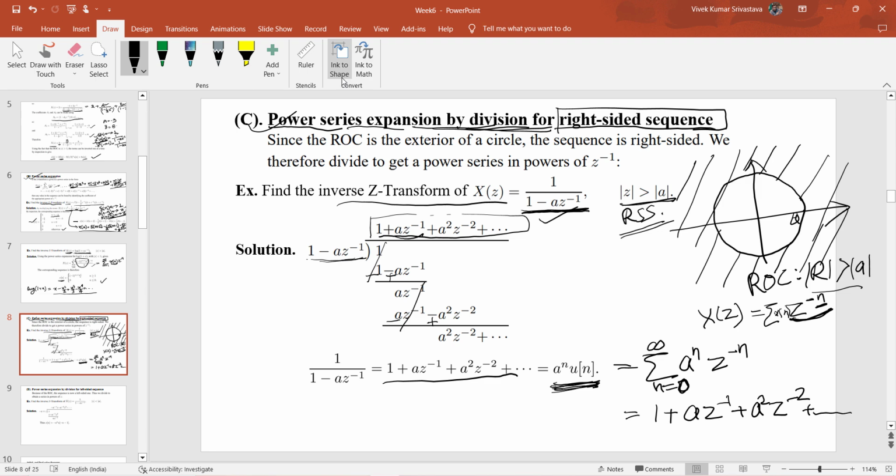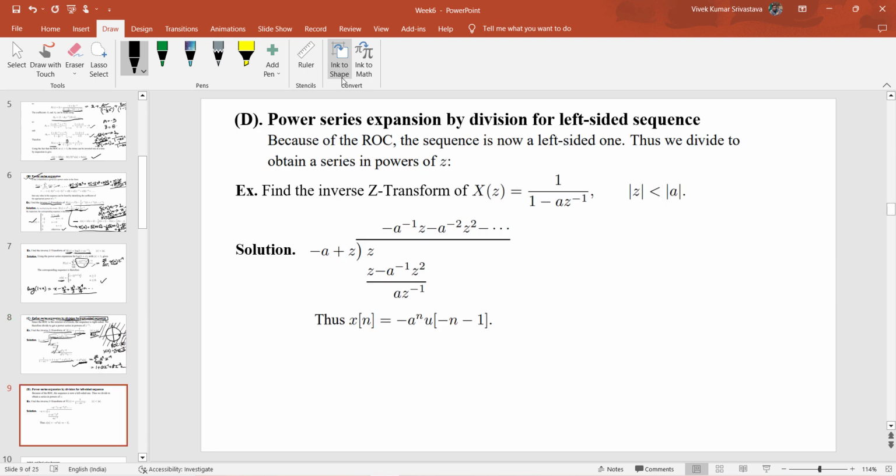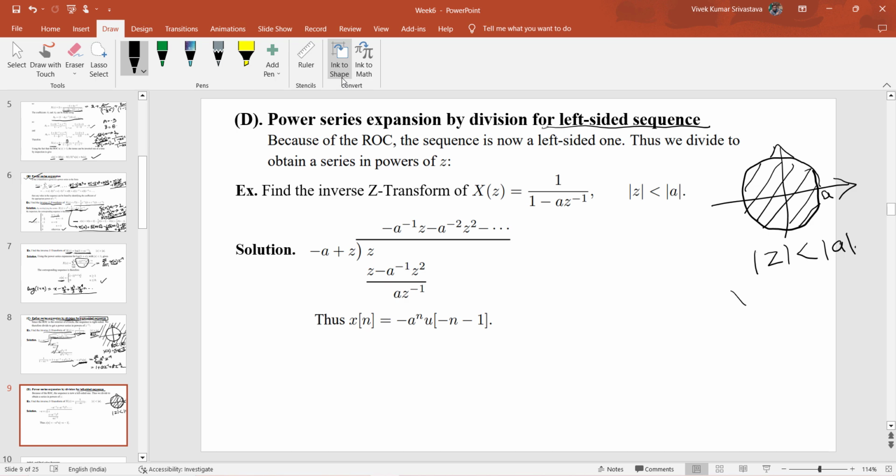Okay, so that's how we can use this power series expansion method, and by using this division method we can determine the inverse z transform. Similarly, for a right-sided sequence, as we know, the ROC is basically inside this circle. Suppose this is radius a, so here the ROC is mod of z less than mod of a, and if you expand the z transform, it basically contains positive powers of z.